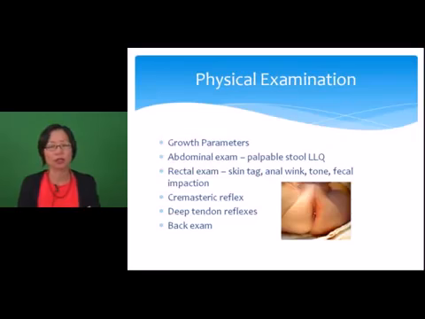A rectal examination is very important. Is there a skin tag, like is demonstrated in this picture, which could suggest underlying inflammatory bowel disease? You want to make sure they have normal neurologic function with a normal anal wink and tone, and look for any evidence of fecal impaction on your digital examination. If you're examining a boy, you want to make sure they have a normal cremasteric reflex, and check deep tendon reflexes, as well as a back exam to make sure there's no underlying spinal dysraphism. You may even want to check the extremities and make sure that you don't see any evidence of clubbing that could suggest cystic fibrosis.